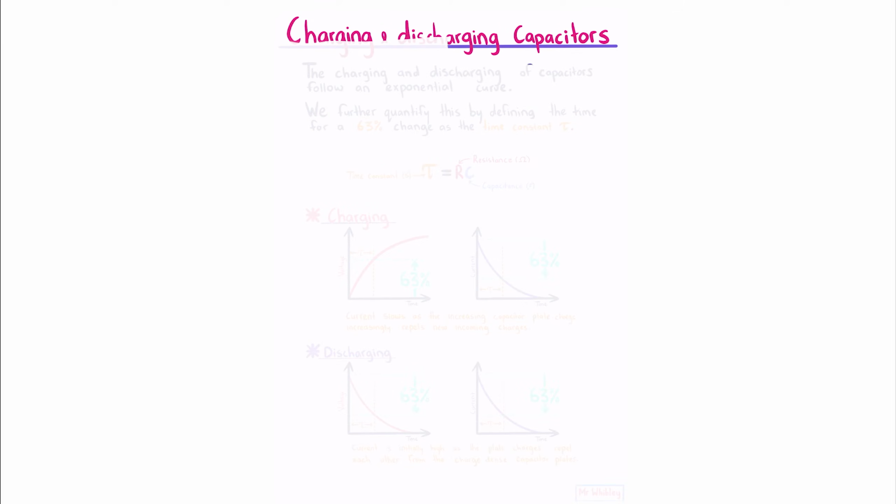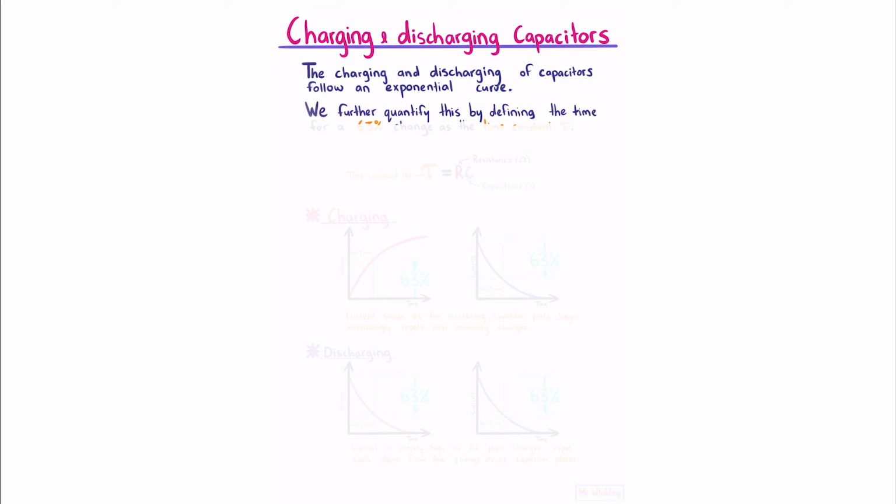Charging and discharging capacitors. The charging and discharging of capacitors follow an exponential curve. We further quantify this by defining the time for a 63% change as the time constant tau, the same symbol that we use for torque. Time constant, which is measured in seconds for a resistor-capacitor circuit, is just the resistance times the capacitance.